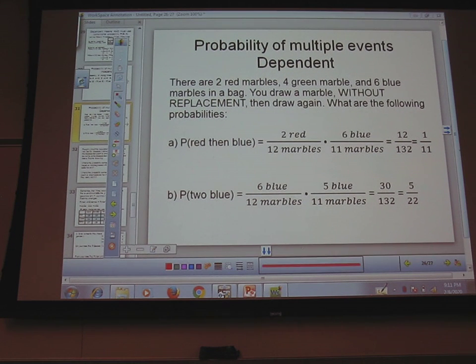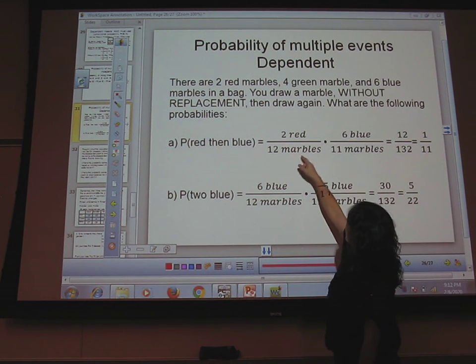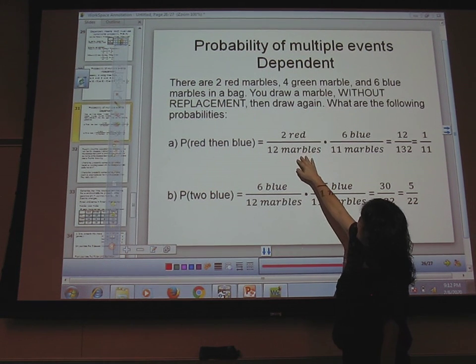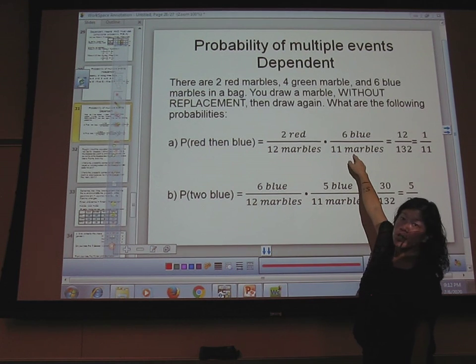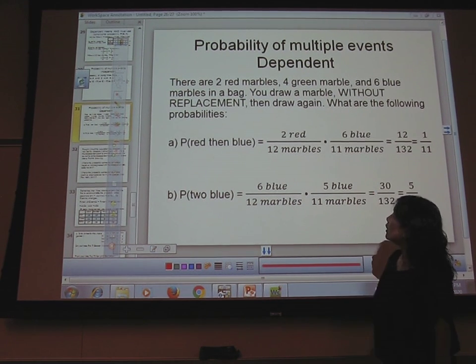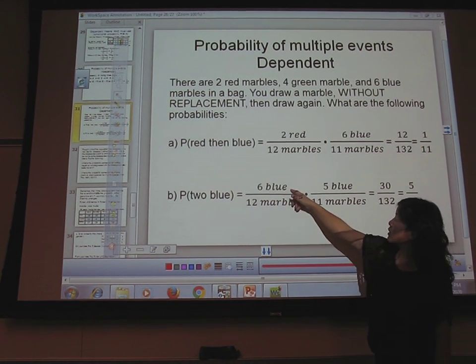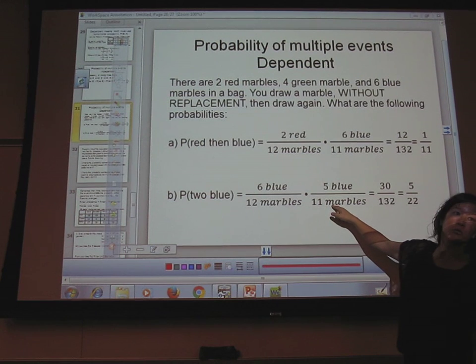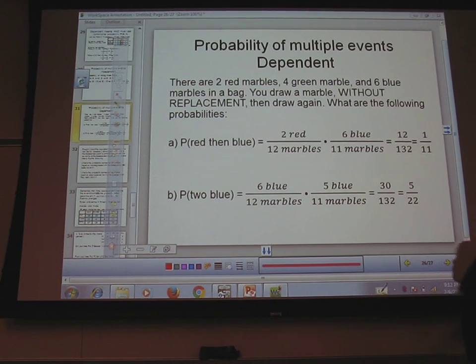Multiple events. So remember, if you're not replacing, then all of a sudden it changes, right? Red then blue. 2 out of 12 are red, but then now you have 1 less marble. So for the blue one, you still have 6 blue ones. That's okay. But if you're talking about 2 blue ones, 6 out of 12 are blue. But then for the second draw, only 5 out of 11 are blue, because there's 1 less marble and there's 1 less blue one. Everybody all right with those 2 things?